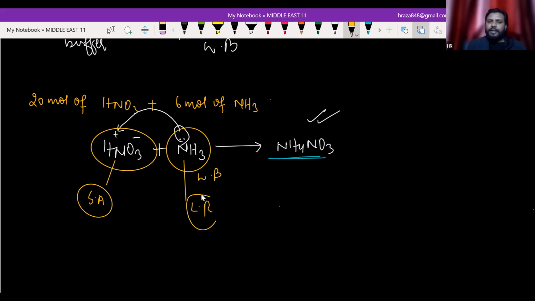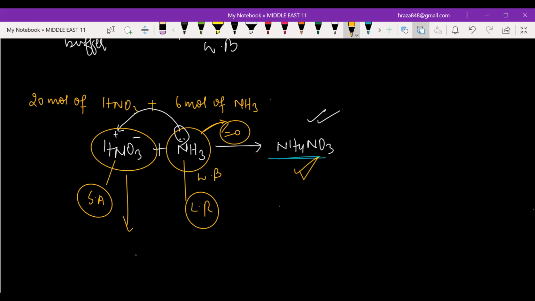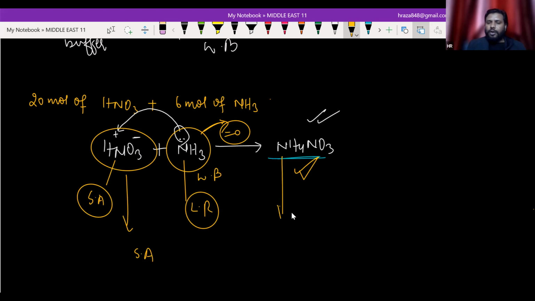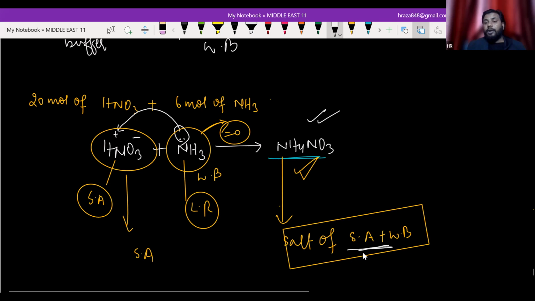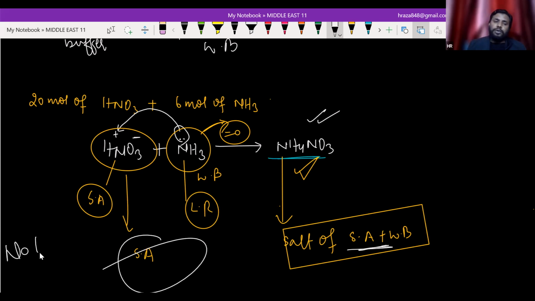This is LR. That means it will be completely converted into product. That means at the end of the reaction, this will be 0, right? So what will be left in the solution is a strong acid, or a strong acid with salt of a strong acid plus weak base, right? According to basic buffer, there will be a weak base, or according to acidic buffer, there should be a weak acid, not a strong one. So no buffer solution.